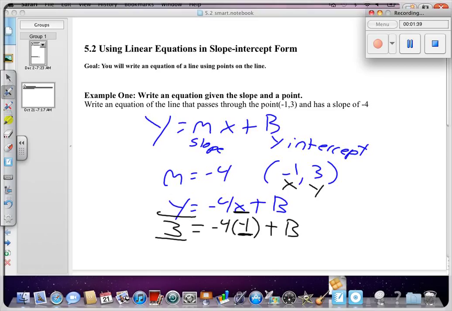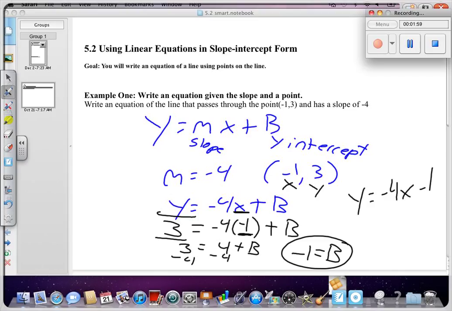So I'm going to go -4 times -1 is 4. And then I'm going to subtract 4 from each side. So I get -1 equals b. Okay? So now my final answer, my equation, is going to be y equals -4x minus 1. Y equals -4x minus 1. Okay, so do we have questions about this? You've got the slope. You've got a point. So you're going to put it in slope-intercept form.